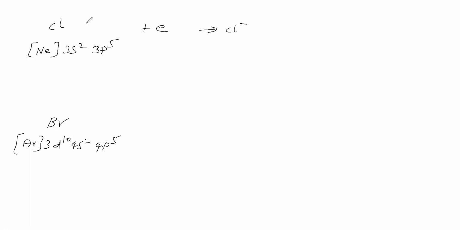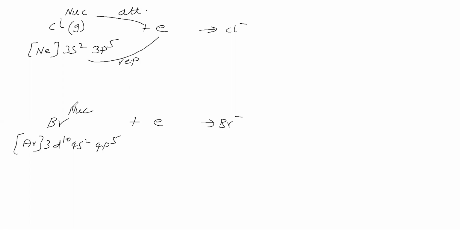Now both are taking one electron and becoming an anion. This chlorine is becoming Cl minus, and here also bromine is taking an electron and becoming Br minus. So here the nucleus will be there. Between this nucleus and the incoming electron, attraction is possible. Between this electron cloud and the electron, repulsion is possible. In the same manner for bromine, attraction and repulsion are possible.